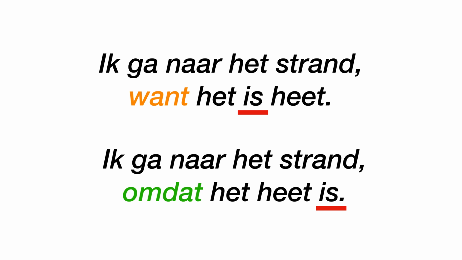In today's lesson, we are going to focus on conjunctions like want, that cause the regular word order. There are many conjunctions like omdat. They cause the verb to go to the back of the sentence. We will talk about these conjunctions in another lesson. And below this video you will find a link to a full list of conjunctions. Now let's move on to another example.